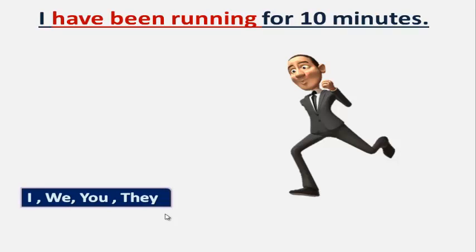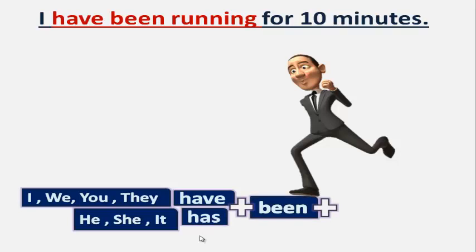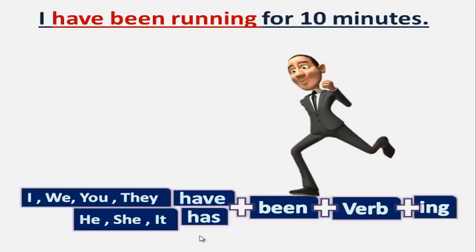Here is another example. I have been running for 10 minutes. Okay? So to form the present perfect continuous, we start with the subject. In this case, we're going to see pronouns I, we, you, they. We use the present tense of the verb have. Okay? And have here is a modal verb or an auxiliary or helping verb. With he, she, and it, we'll use has, followed by been, plus the verb and an ing at the end.